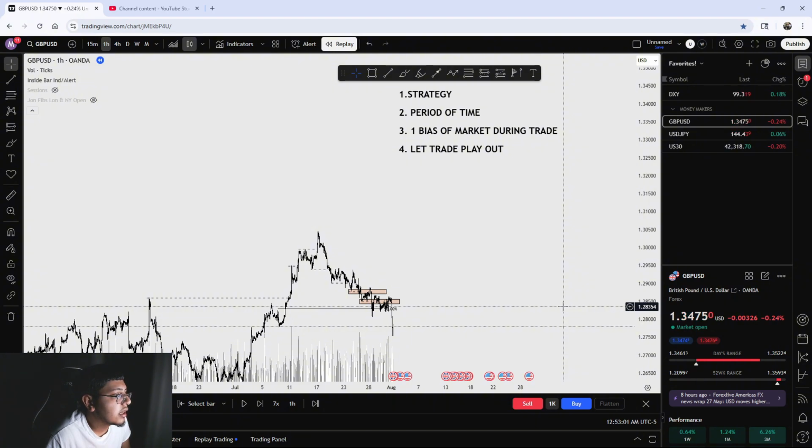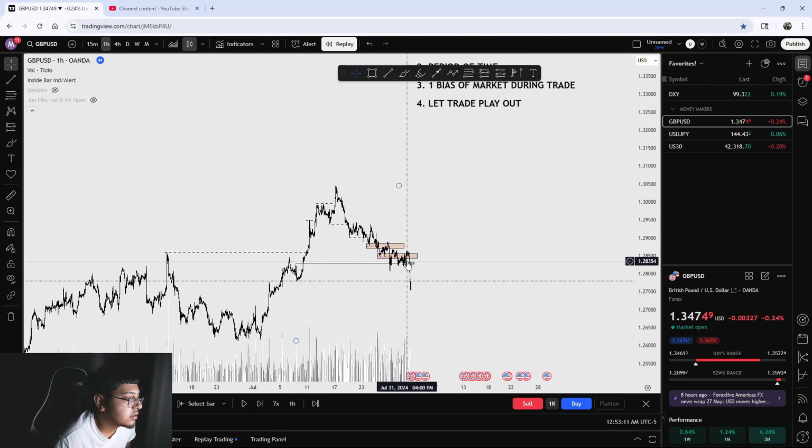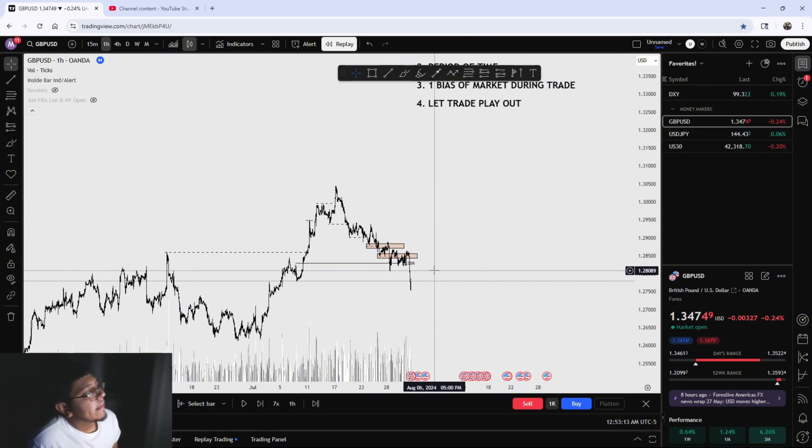I found that makes me more profitable to get out, take my money at 2.5. That's a good R. I don't need to be holding trades for 5 R's. I don't need to be doing that. So you need to have your plan while you're back testing. Act like if it's the real market. Have your plan, stick to it, let it play out. Have a bias in the market, a time period, and you're set.